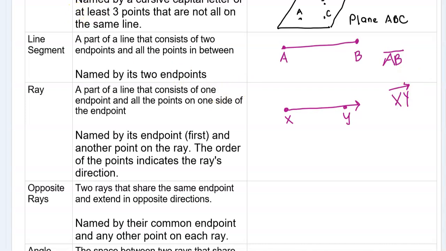One key fact about rays that we're going to use in this class is that even if I were to draw my ray like this, and I named this point A and this point B, I would not do this. That's a big no-no. I would have to start at my endpoint A and go in the direction of B. So you always write the endpoint first, even if the ray is going in a different direction.